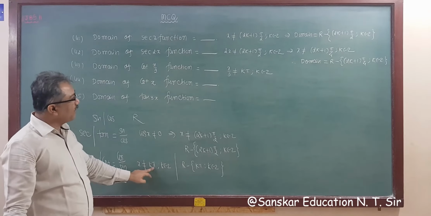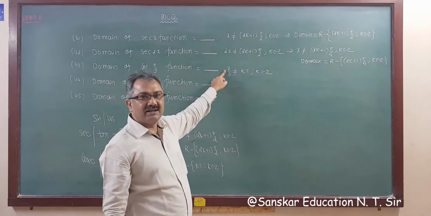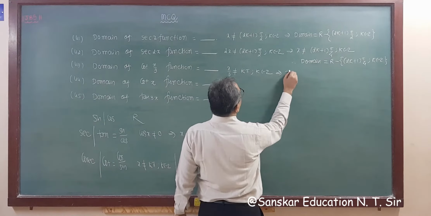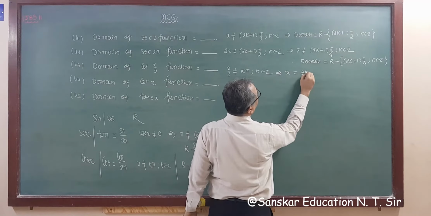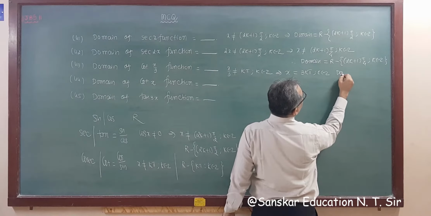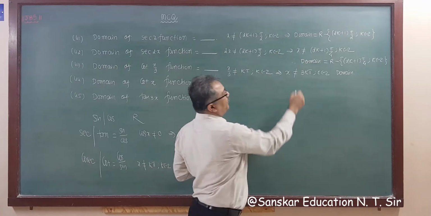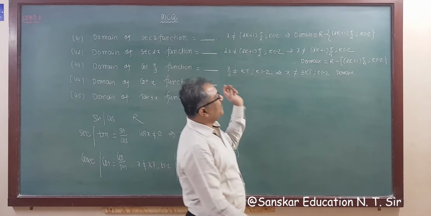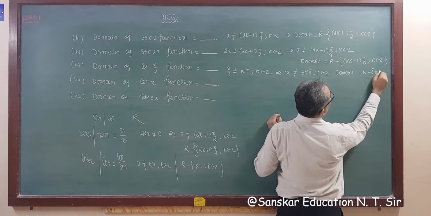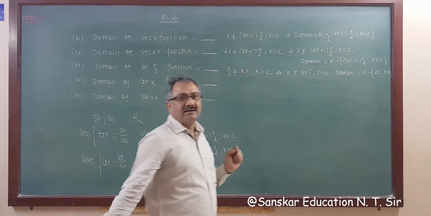So x by 3 is not equal to k pi, k belongs to Z. So making x the subject, we multiply by 3. This implies x is not equal to 3k pi, k belongs to Z. So what is the domain? The domain is R minus {3k pi}, k belongs to Z. That is your answer, right?